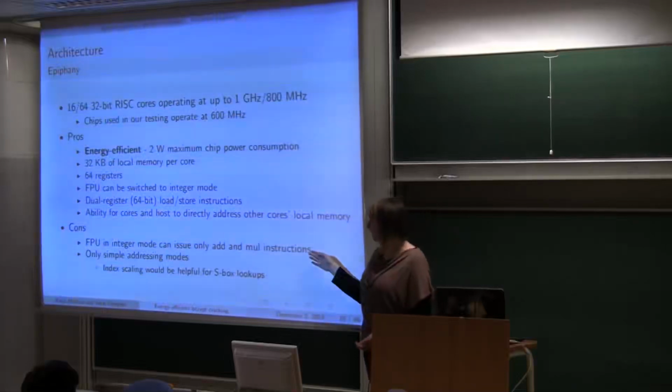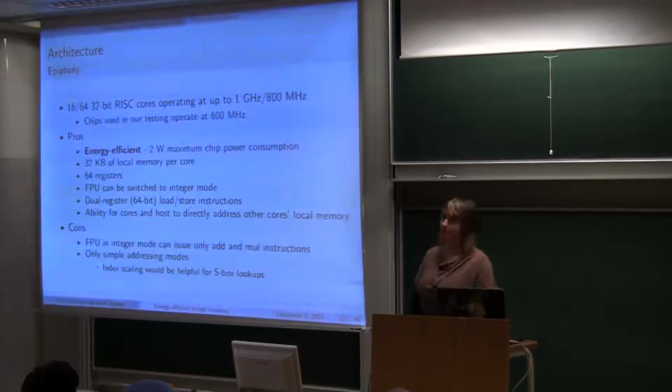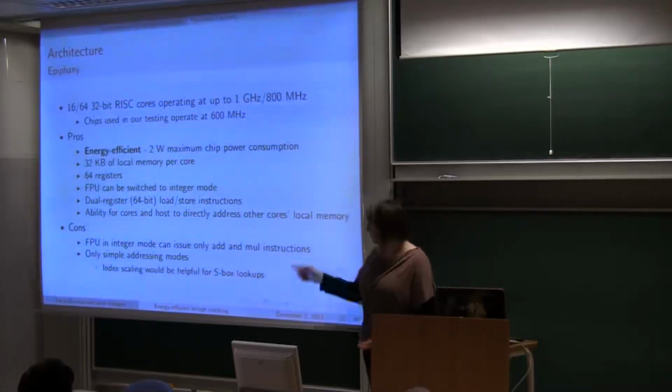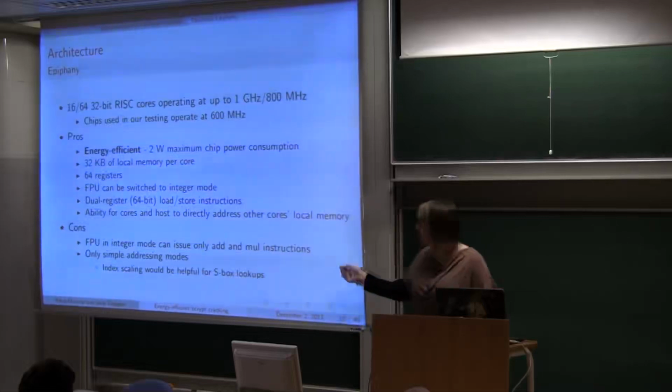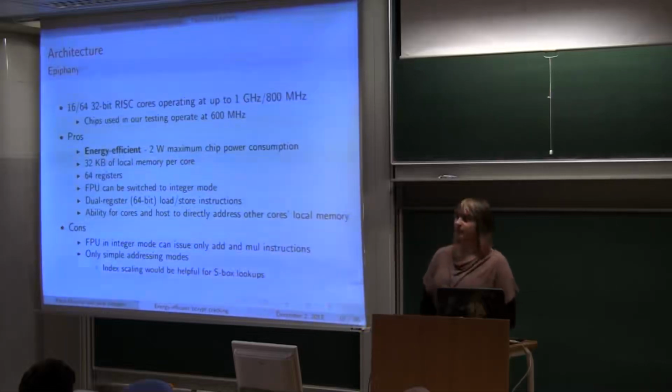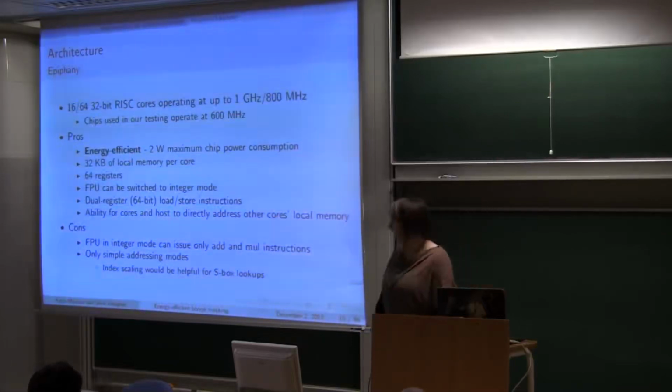There are also some problems because the FPU in integer mode can execute only add and mul instructions, and for bcrypt we need XORs and shifts and things like that, so more logical than arithmetic instructions. The problem is also that there are only simple addressing modes, so we need to use more registers than, for example, on x86 architecture, where there are index scalings.